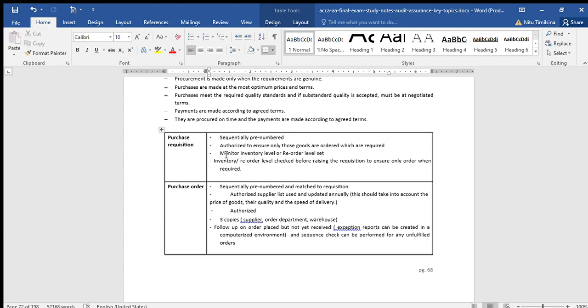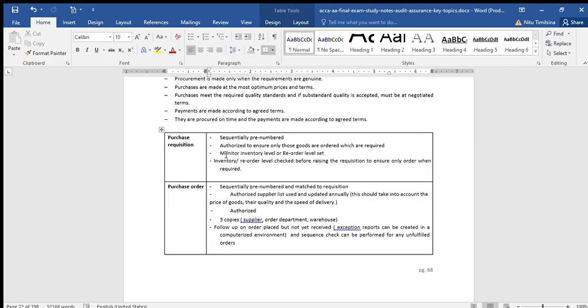Segregation of duties, like ordering, receiving, recording. It prevents fraud. Monthly reconciliation of the purchase ledger with the purchase ledger control account. Payment stage controls: segregation of duties, order, receive, pay. Before payment, match the invoice with the GRN plus the purchase order. This is called three-way matching.